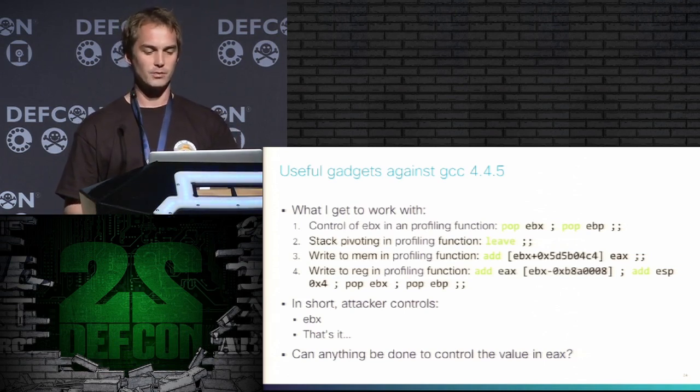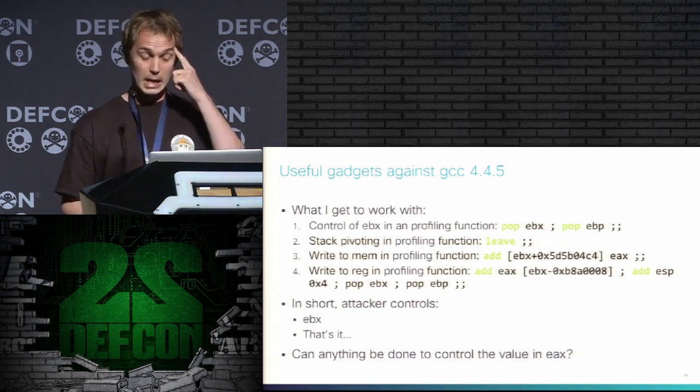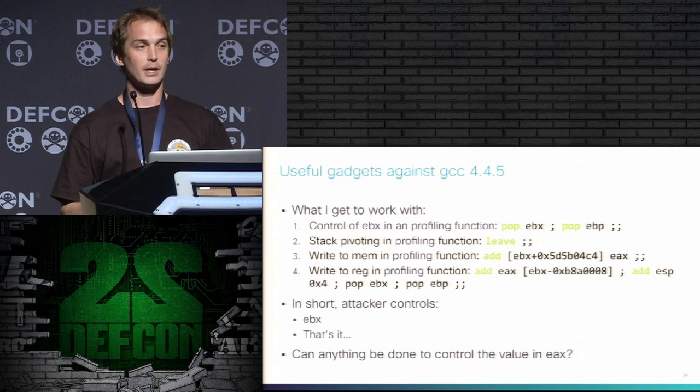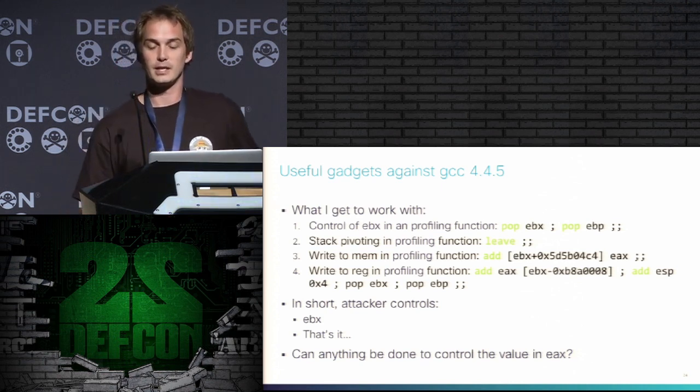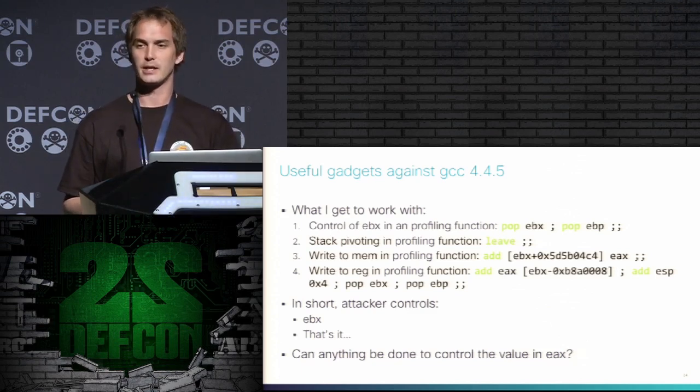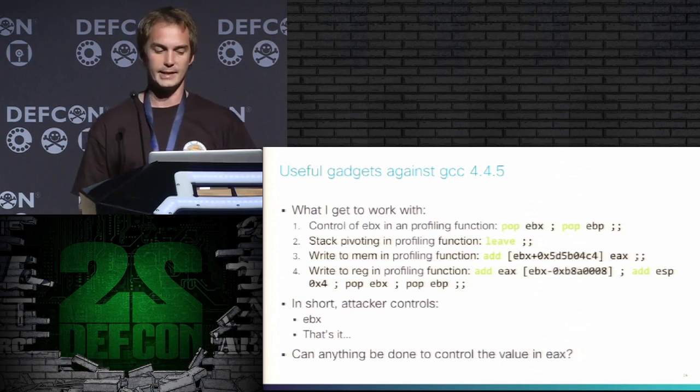And then the two others, which are the meat of the talk: there is a write to memory. So basically, through control of EBX, I can write the value which is in EAX to EBX, meaning the value in the register, I can dump it somewhere in memory. And I've also got the other way around, a write to register, meaning that by controlling EBX, I can grab a value from memory and load that in EAX.